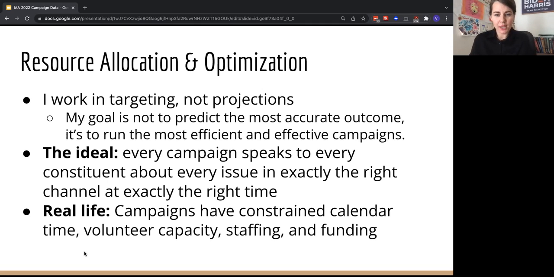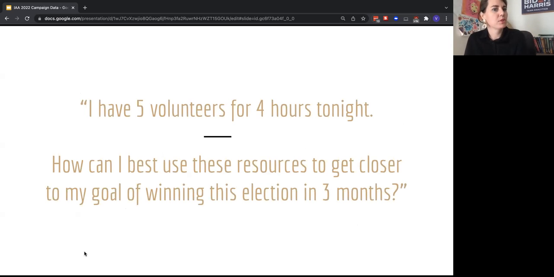But in real life, campaigns are constrained. We only have so much calendar time. We need volunteer capacity to do all of this outreach and this voter contact. There's staffing constraints and there's funding constraints. So I think probably everyone here has enough familiarity with analytics and what it means to work in data to know that this is the perfect combination of factors for doing the kind of work that we do. Each piece of this really naturally lends itself to some kind of optimization framework and resource allocation work. So again, just making this super, super concrete.